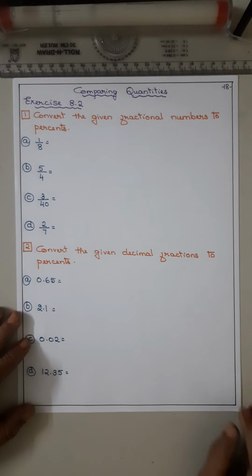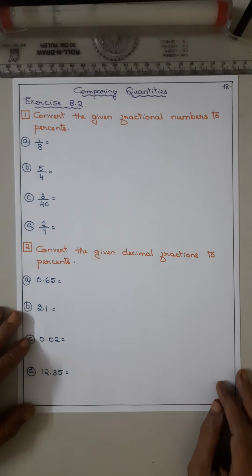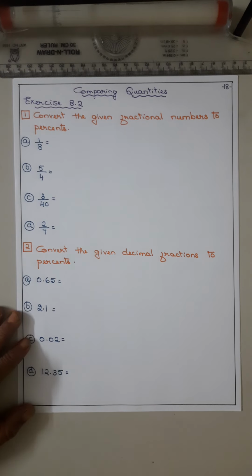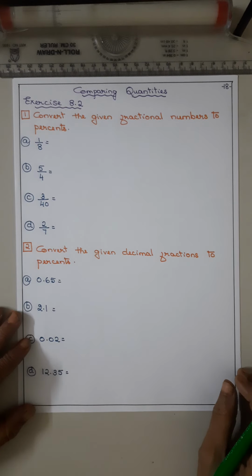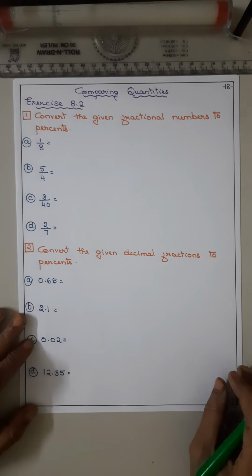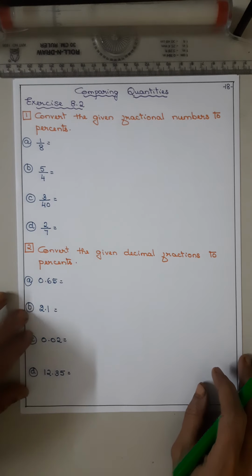Now coming to exercise 8.2. Convert the given fractional numbers to percent. So we have to convert fractions into percent. How do we do it? To convert anything into percent, multiply by 100.